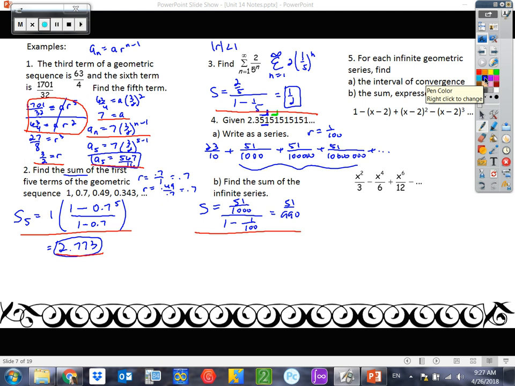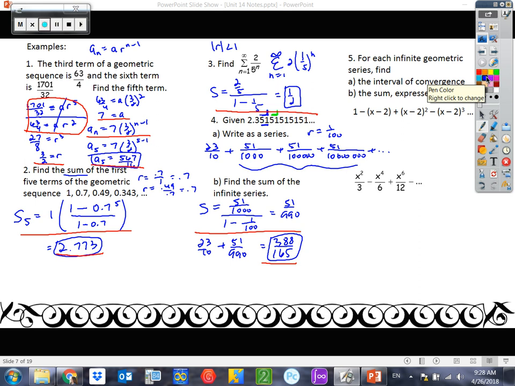So the actual sum is 23 tenths plus 51 over 990. No, I don't expect you to do that in your head. You would have a calculator to add those fractions together, and you should get 388 over 165. And so then we would need our final sum, which would be this. Okay, how are we doing? We okay? All right, last one.